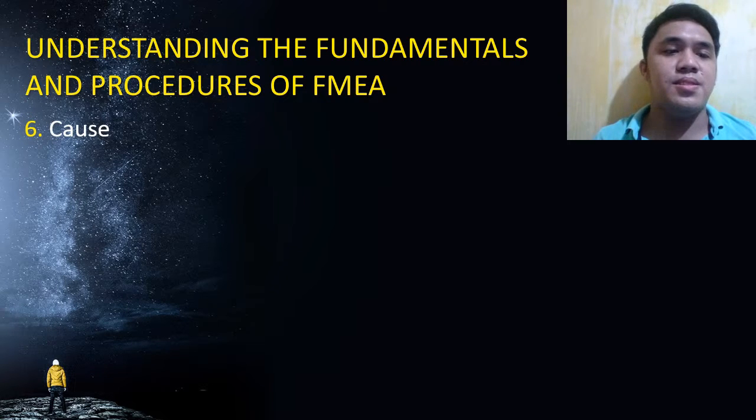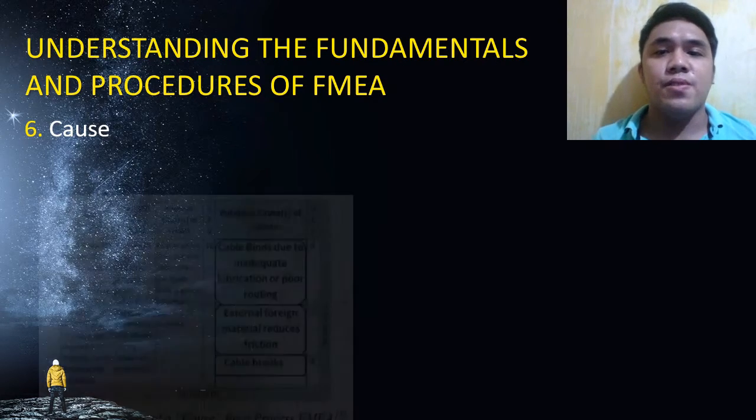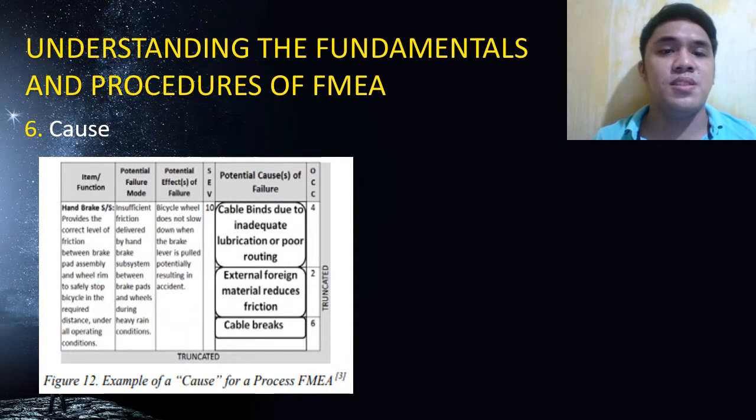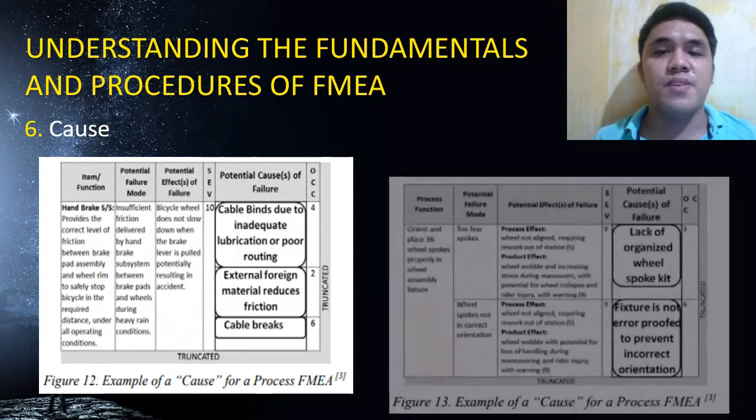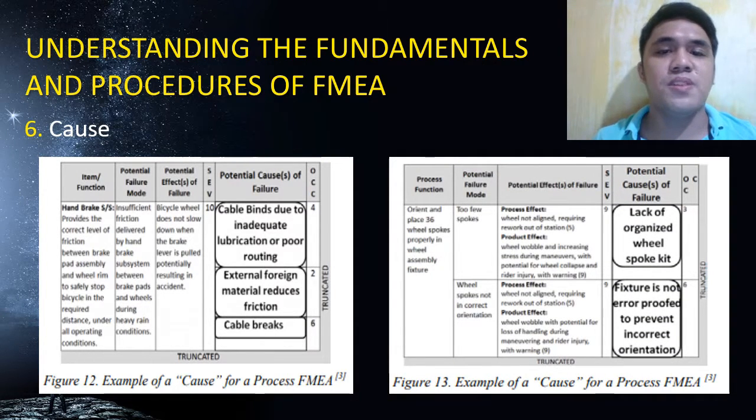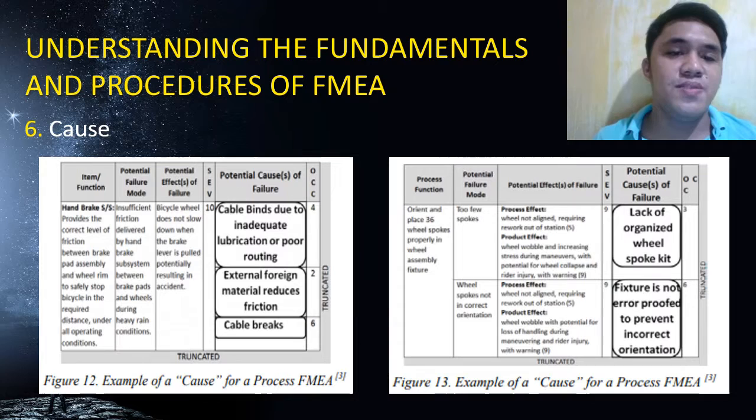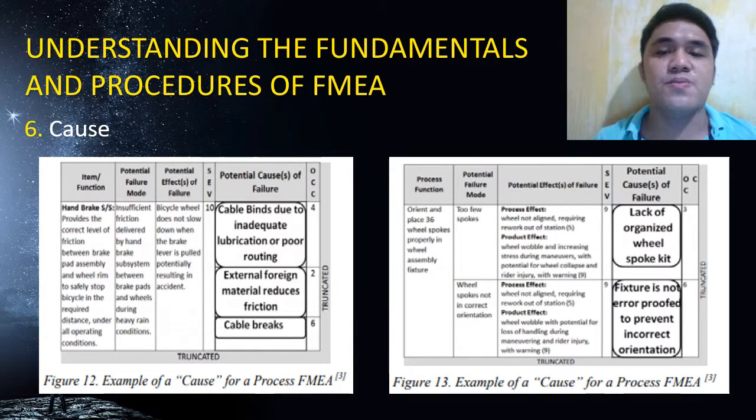Number 6 is the cause. It is the specific reason for the failure, preferably found by asking why until the root cause is determined. For design FMEA, the cause is the design deficiency that results in the failure mode. For process FMEA, the cause is the manufacturing or assembly deficiency that results in the failure mode. So Figure 12 is an example of cause for design FMEA, and the next figure is the example of cause for process FMEA.